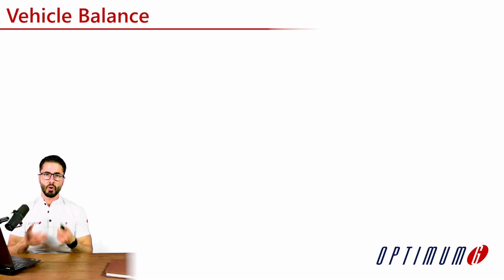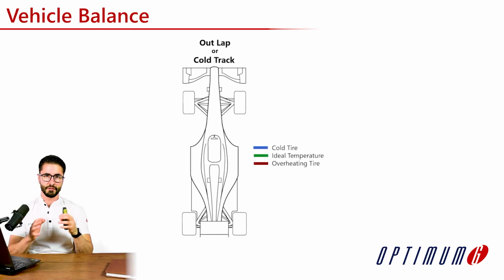It's important to notice that this plot is valid for each tire of the car, so you need to be thinking about all of them. So let's look at the front axle versus the rear axle. How is tire temperature influencing vehicle balance based on this plot? Let's look at two different situations. The first one would be the out lap or the first lap, or a cold track. So we have cold conditions or you are in the beginning of the stint.